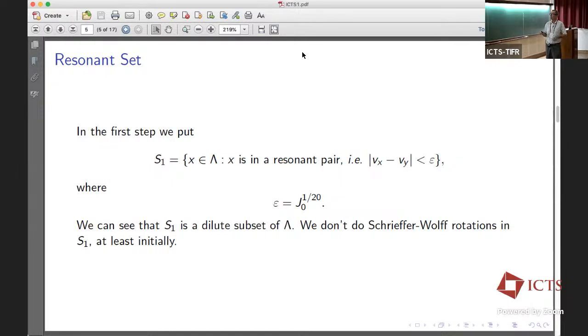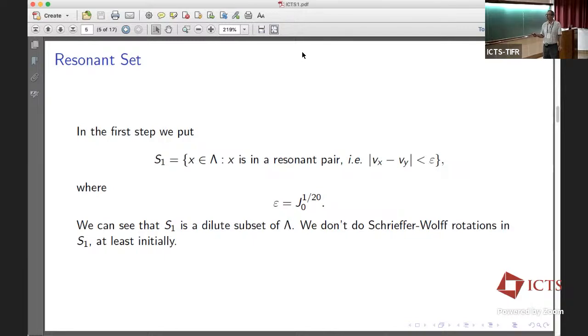Now, because epsilon is a small parameter, I don't have to take a wide distribution. Whatever the distribution is, if this neighborhood is made sufficiently small, which is governed by J0, which is also small, then the probability that the two potentials are within epsilon of one another obviously goes to 0 with epsilon. So this initial resonance set, S1, is a dilute subset of lambda.